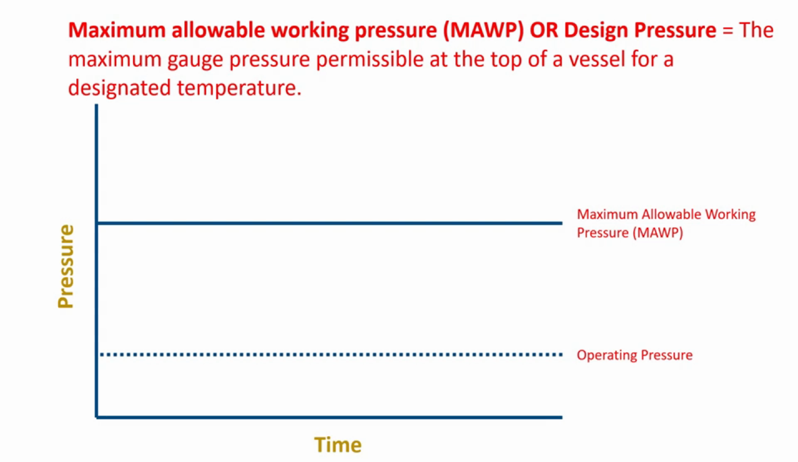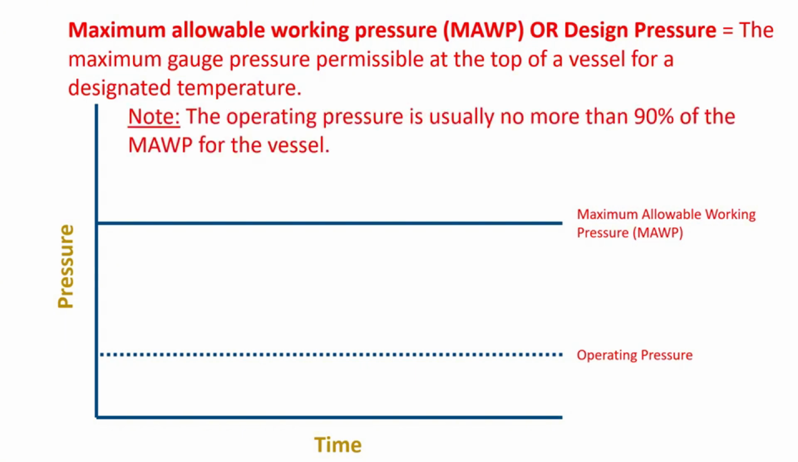Now, the MAWP is not the point at which the vessel fails. Typically, vessel failures occur at about 4 to 5 times the MAWP, but vessel deformation may occur much sooner than that. The operating pressure is usually no more than 90% of the MAWP for a given vessel.